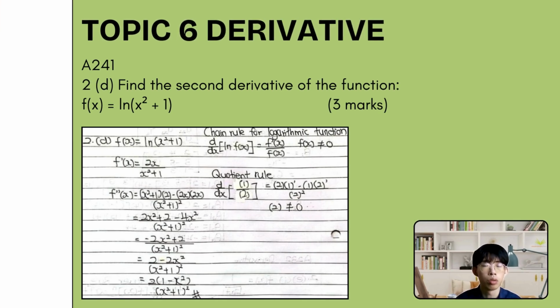For question 2D, we are required to find the second derivative of the function. For the first derivative, for this function, we need to use the chain rule for the logarithmic function to derive it. First, we need to differentiate inside the function of the log. After that, we put the function that we have differentiated on the upper part of the quotient. And for the second derivative, we are required to use the quotient rule as it is in quotient form, so that we can get the exact answer.